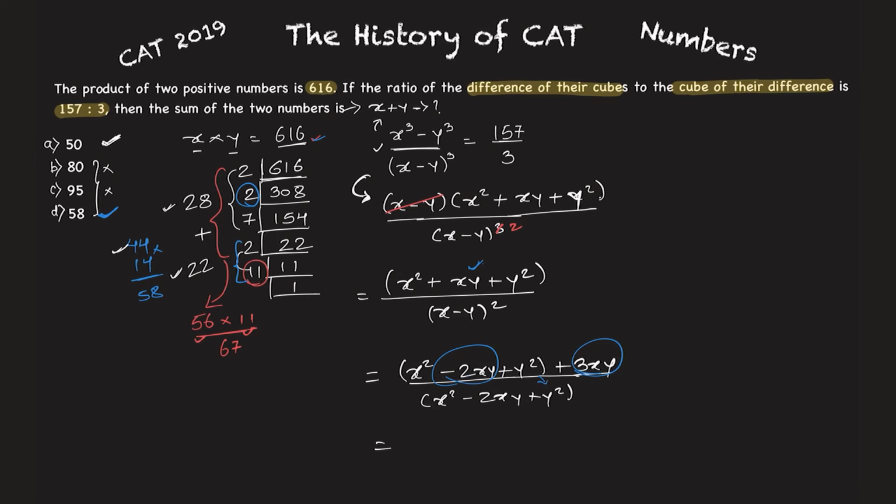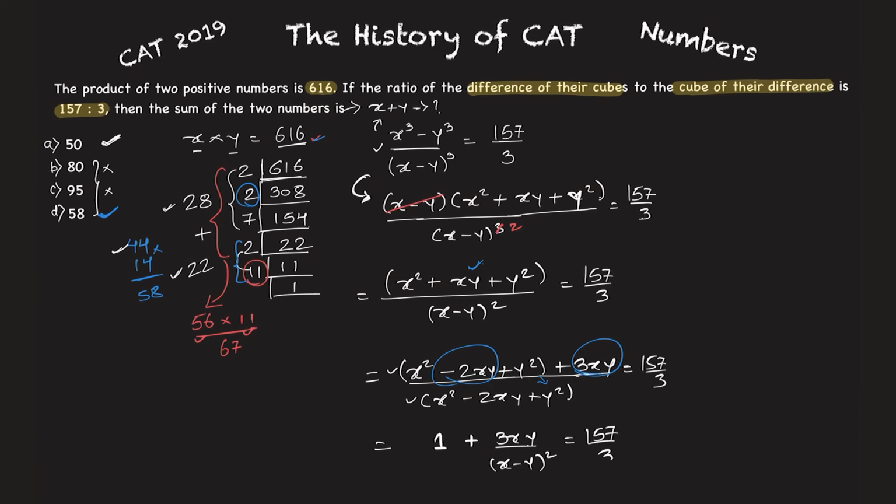So now split this. This upon this will be 1, plus 3xy upon x minus y the whole square. Okay, this is what I get here. This entire thing is equal to what? It's written here, this equals 157 upon 3, as we know. The entire thing equals 157 upon 3. So this will also be equal to 157 upon 3.